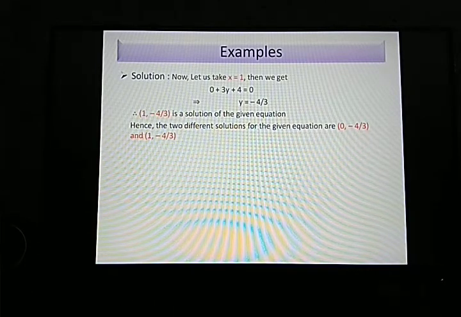Clear? So I hope you all have understood how to find the solutions of a linear equation in two variables. There are a lot of questions given in your textbook. You can go through them, try to solve them and find different solutions. Not only 3 or 4 solutions, even find 10 or 20 solutions. It is quite an interesting game of finding different solutions of linear equations.